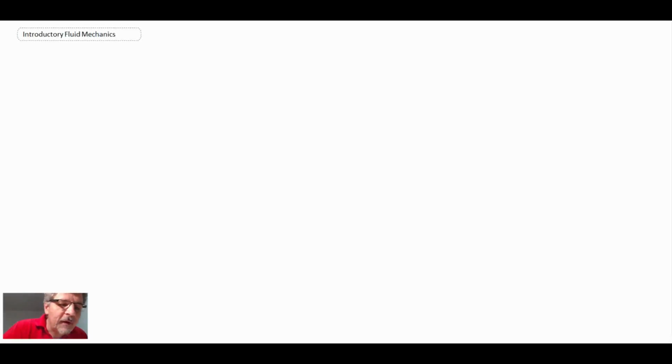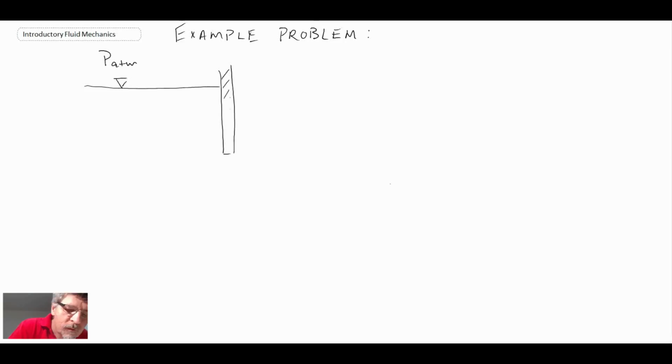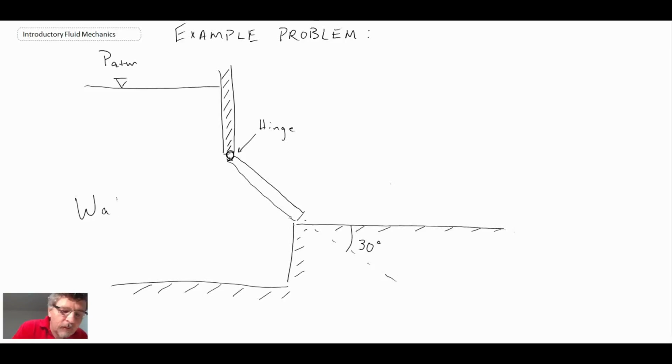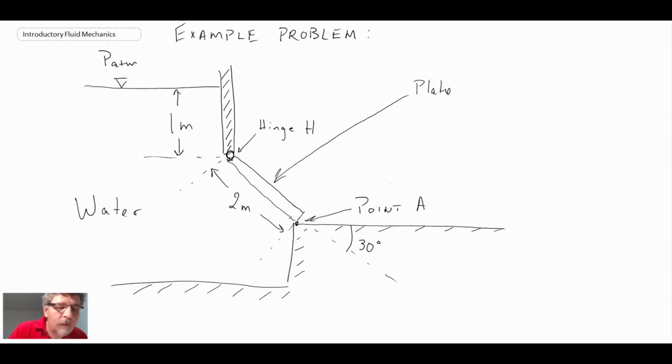Okay, what we're going to do in this segment, we're going to solve an example problem involving a planar submerged surface, and we're going to be looking at the forces on that surface. So let me begin by drawing out a schematic, and then I'll discuss what the problem is and what we're looking for. Okay, so I think this specifies the schematic for our problem.